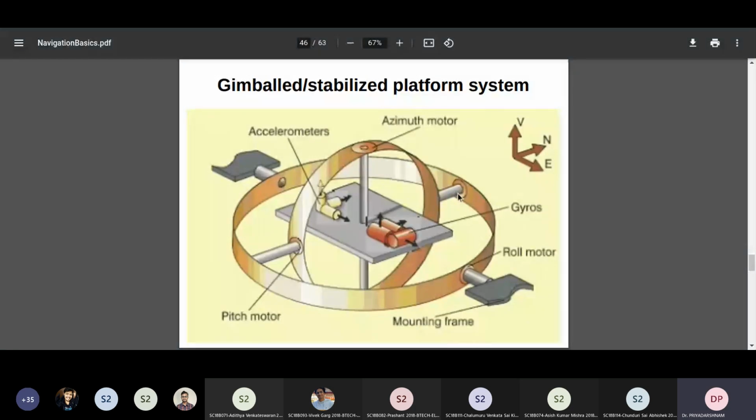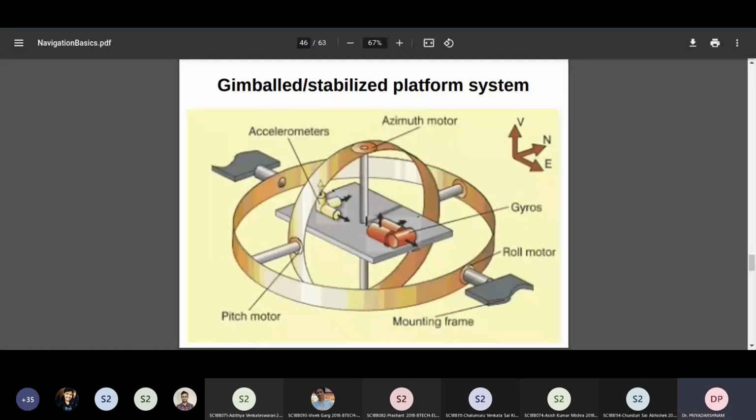Along each of the bearings, in addition to being frictionless, let us introduce rotary encoders. Let us start with the outermost ring. Suppose the launch vehicle rotates in the east axis, the encoder will measure the amount of rotation angle. If you know the angle, you know the direction.